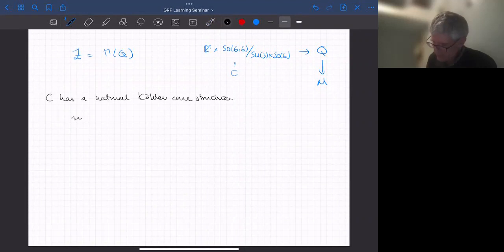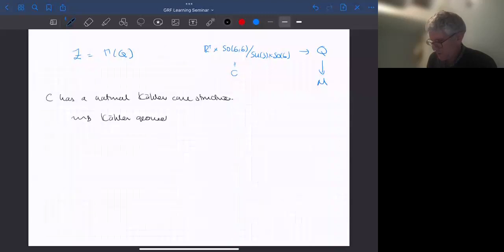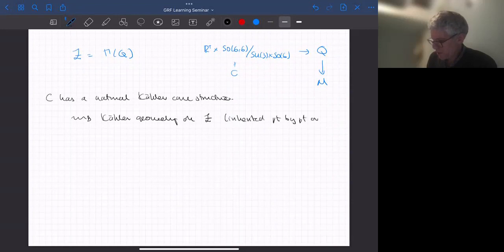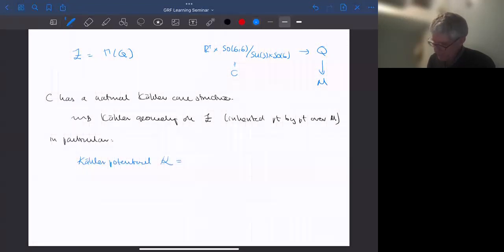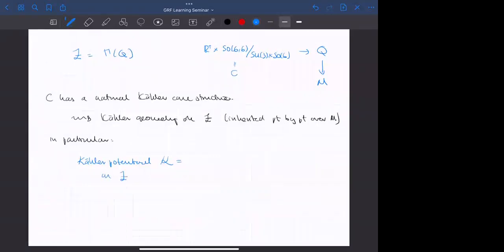So from that, you get a Kähler geometry on Z that's inherited point by point over the manifold. So in particular, I can write down a Kähler potential. Let's call it K on Z, which is just.